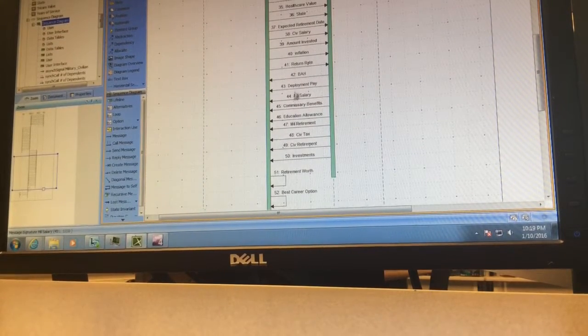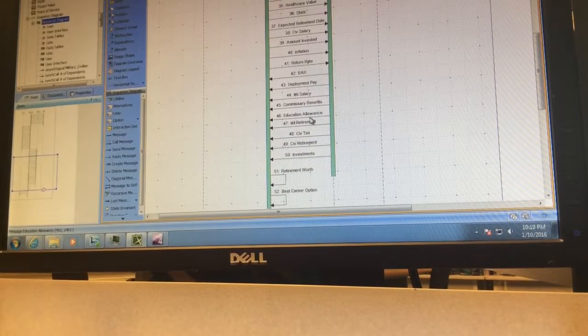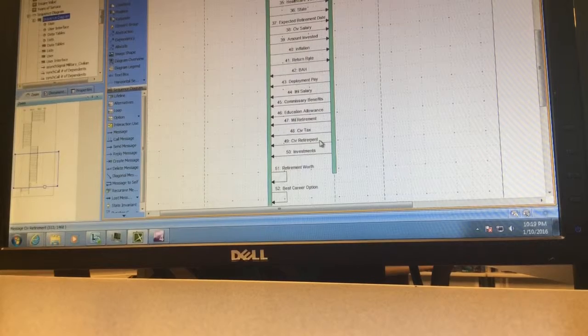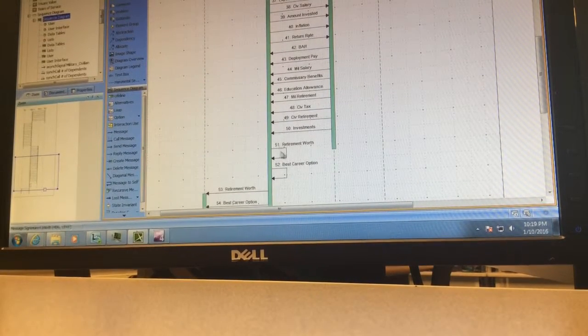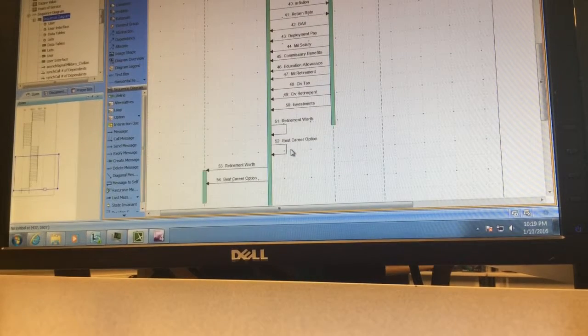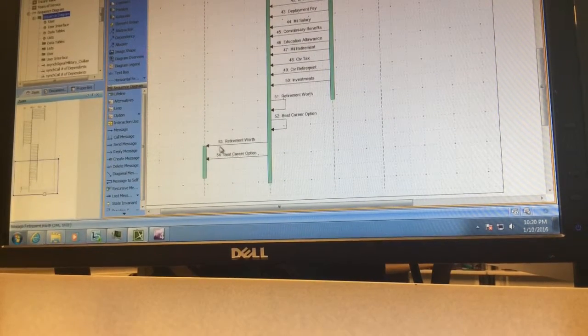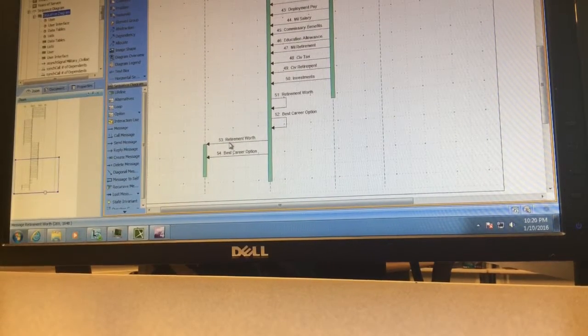The results forwarded will be the BAH amount, the deployment pay, the military salary, commissary benefits, education allowance, military retirement, the civilian tax, civilian retirement, and the investments. Furthermore, it will calculate the total retirement worth and the best career option, and in the end it will show the results to the user, which will be the retirement worth and the best career option.